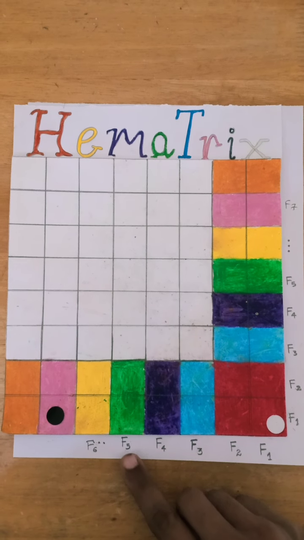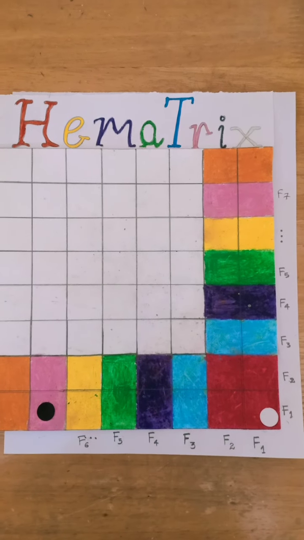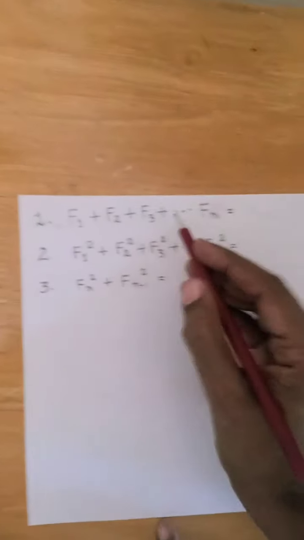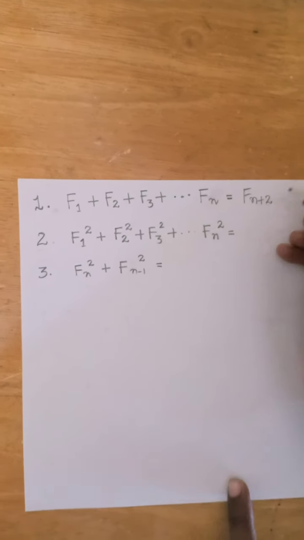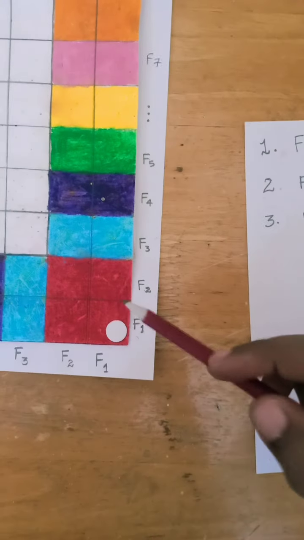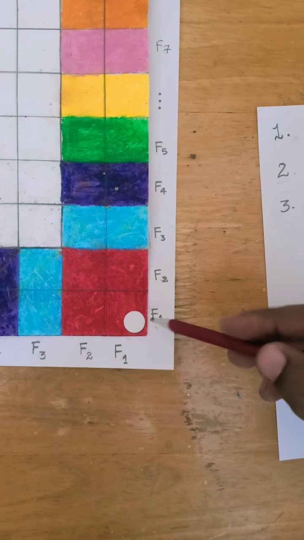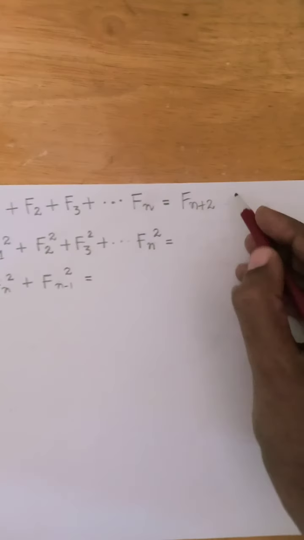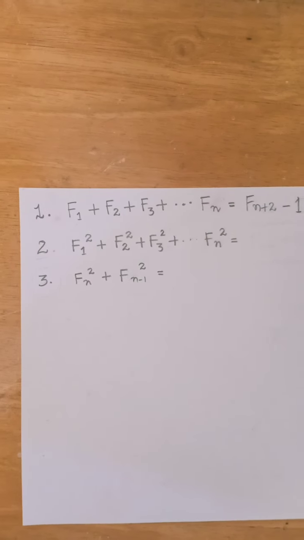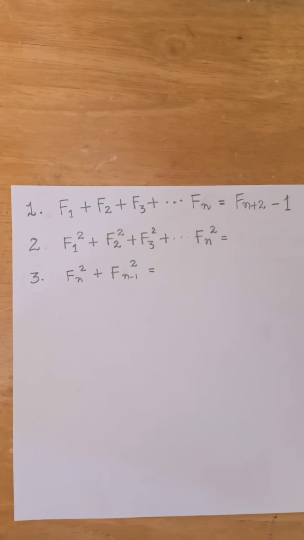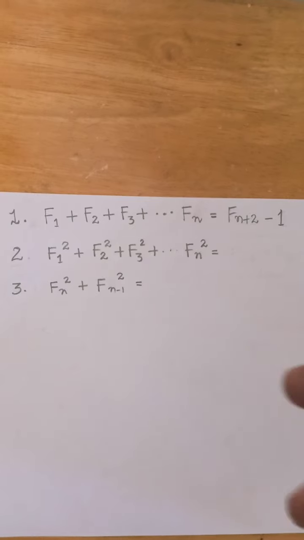Wow, we started with Fn and the dot came to Fn plus 2. What that means is F1 plus F2 plus F3 and so on till Fn is F of n plus 2. And hold on, we have an anti-dot somewhere, right? We have an anti-dot here. This is nothing but F1, which is 1. So the final answer is F of n plus 2 minus 1. Wow, we derived this so easily by just playing a game using the HemaTrix board. Wasn't that simple? Let's try one more problem.